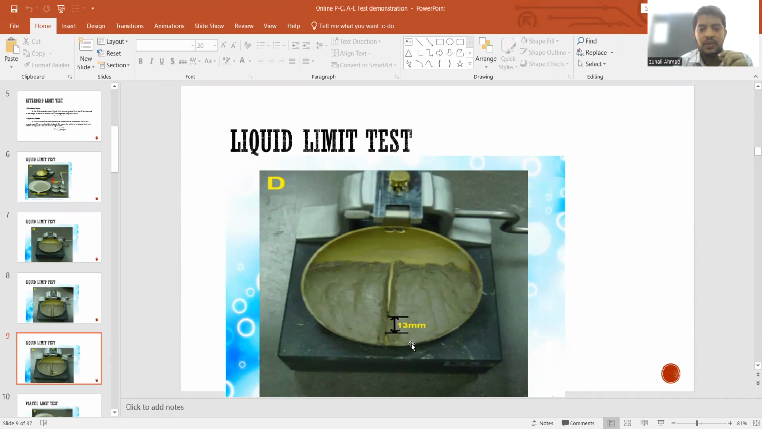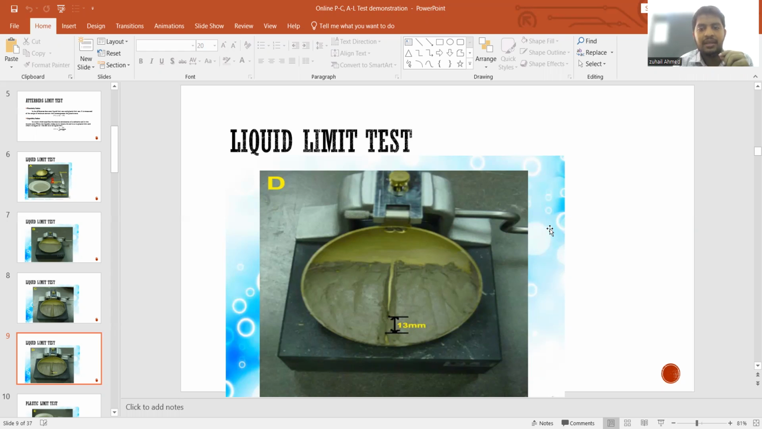So in that situation we are applying blows, and we are finding only this kind of 13 millimeter closure of the sample, and noting the moisture content of this particular sample, and also how many blows. We can't say exactly it will be 25. It may be below 25 and it may be above 25.